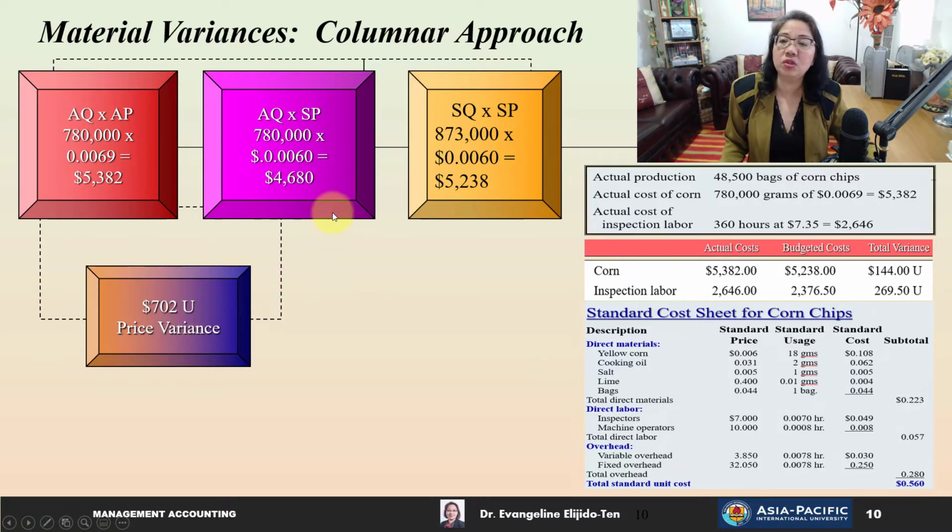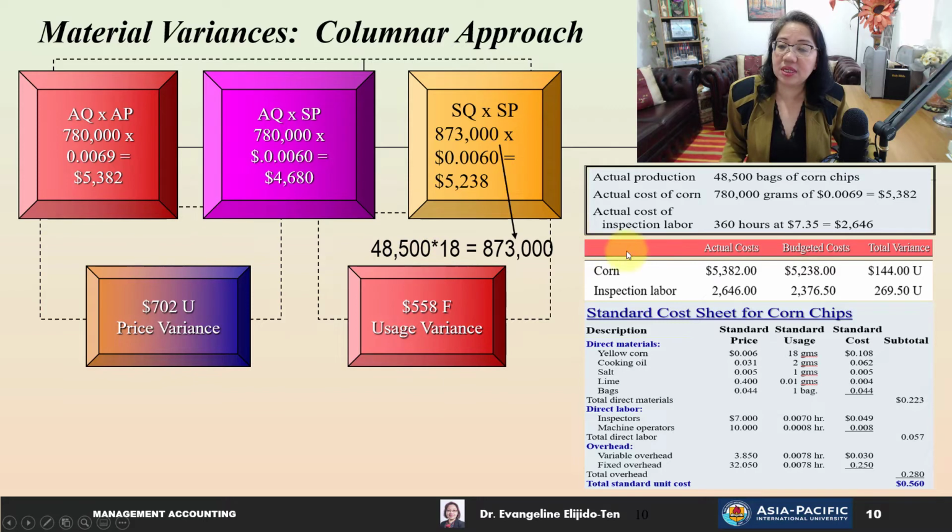All right, let's now move on to the usage variance. We are comparing actual quantity at standard price with the standard quantity at standard price. So how do we calculate the standard quantity? Well, it is simply 48,500 units that we have produced, multiplied by the standard usage of 18 grams, and that would give us 873,000 grams. Then we'll multiply that standard quantity by the standard price of 0.006, and we will get $5,238. So when we get the difference between $5,238 and $4,680, that would give us $558, and that is favorable because we can see here that the standard quantity is greater than the actual quantity.